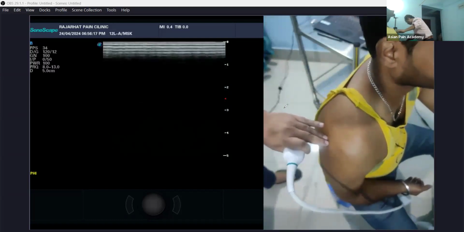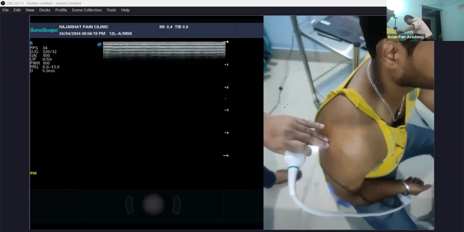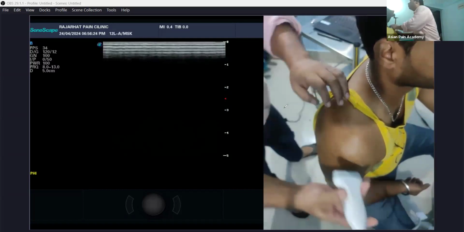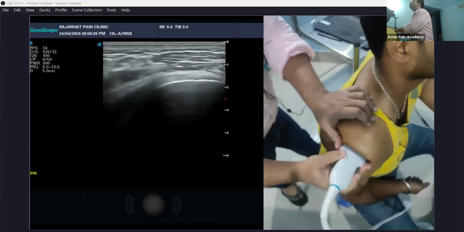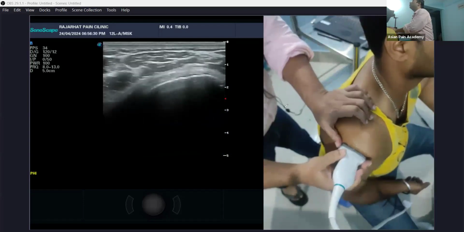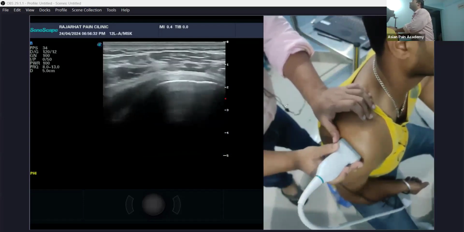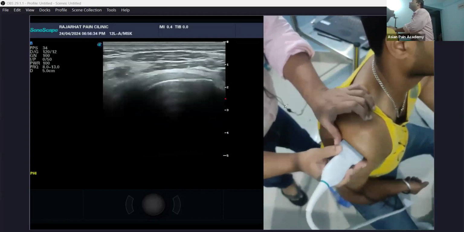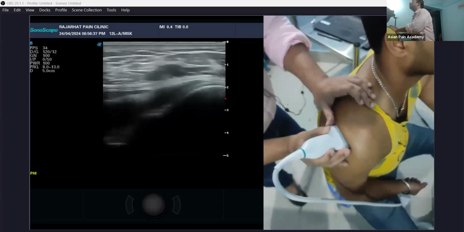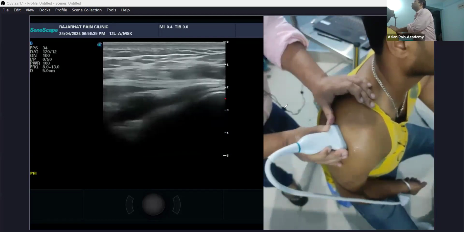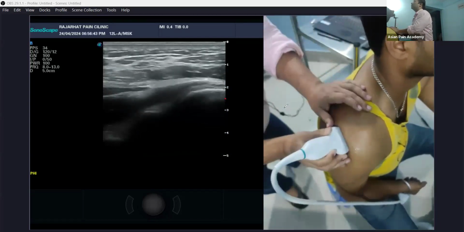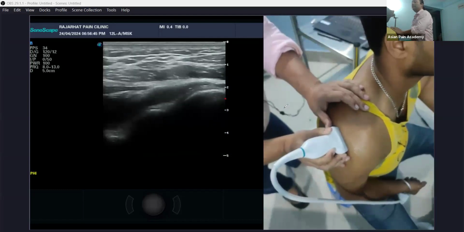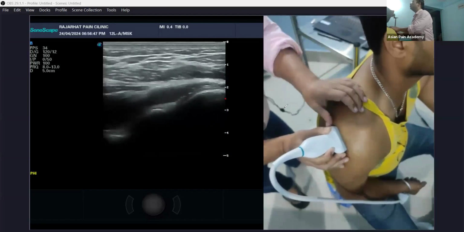Just a minute. Okay, so is there any bony defect or not. So this is the infraspinatus tendon. Okay, so this is the infraspinatus tendon. Now one more thing. When we are seeing the infraspinatus tendon, we are seeing the bony contour below. So what are we seeing?